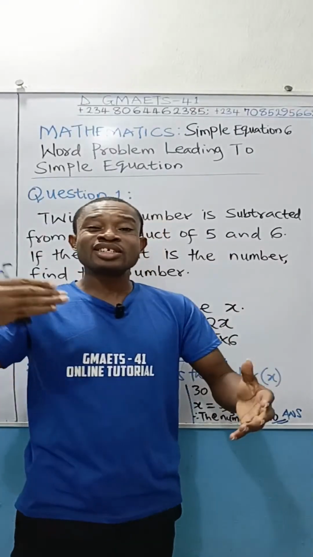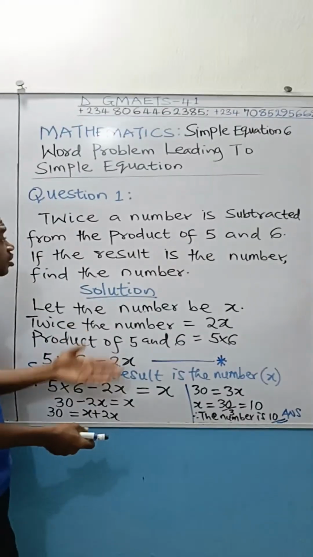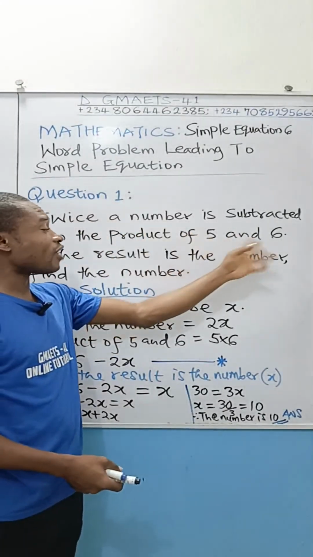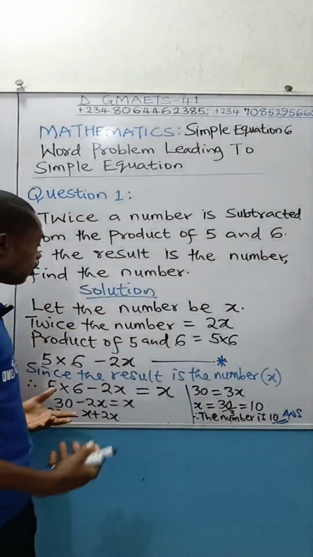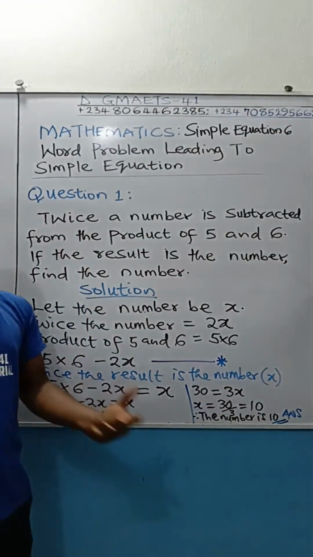Twice something is 2 times that something. So that is it. And we've done it. Twice the number subtracted from the product of 5 and 6. The result is that same number. Finding the number, we got 10. And we can prove that we are very correct.